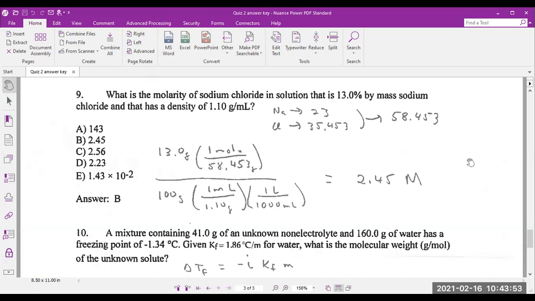We want to convert that 100 grams of solution to liters of solution. We were given the density of this sodium chloride solution, 1.10 grams per mL, so we can use that to convert our grams into milliliters. Then we use the relation of 1,000 mL equals 1 liter to convert the milliliters into liters. Our final units will be moles per liter, and if we do the calculation, we get a value of 2.45 molar.